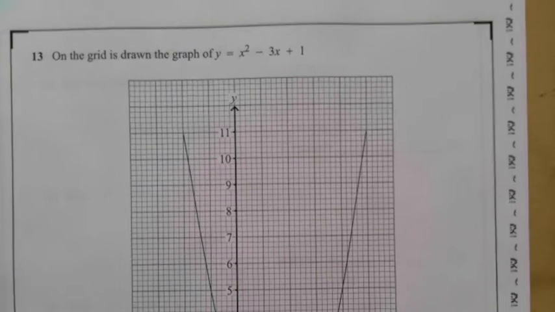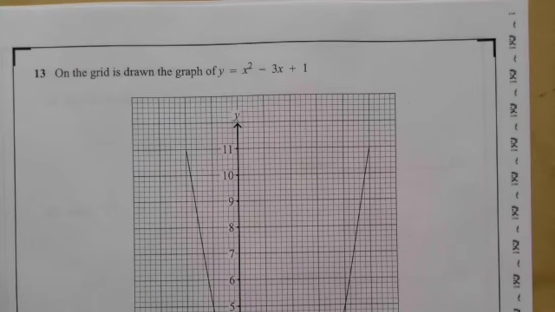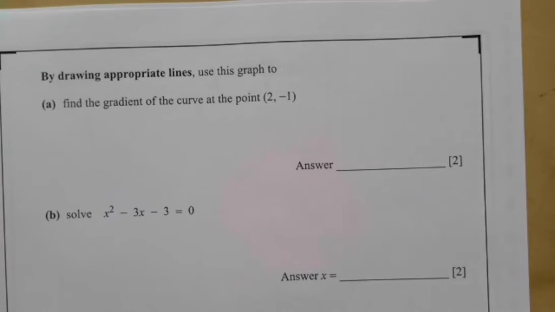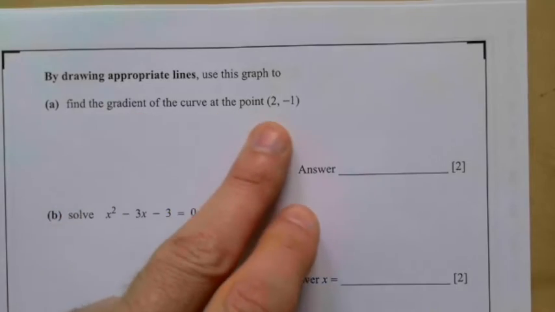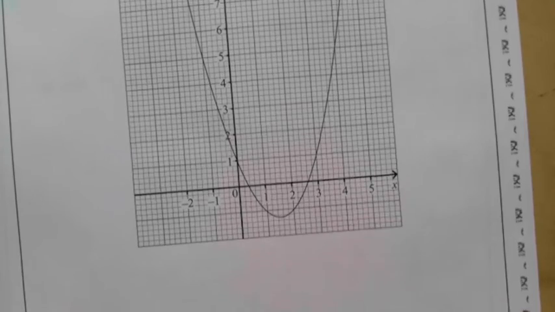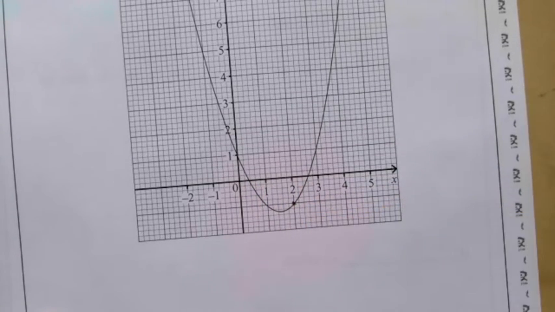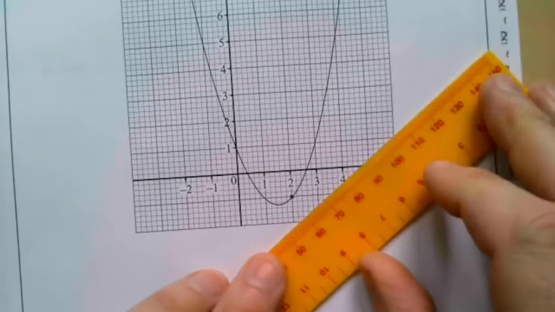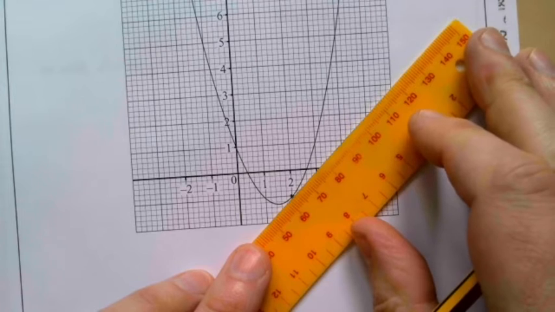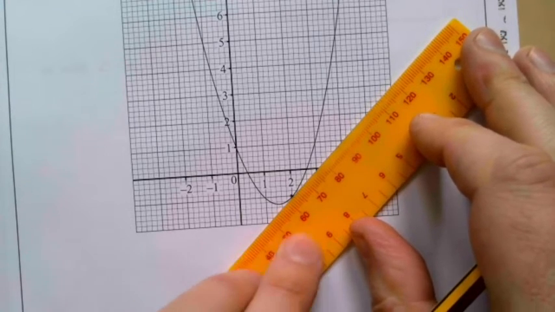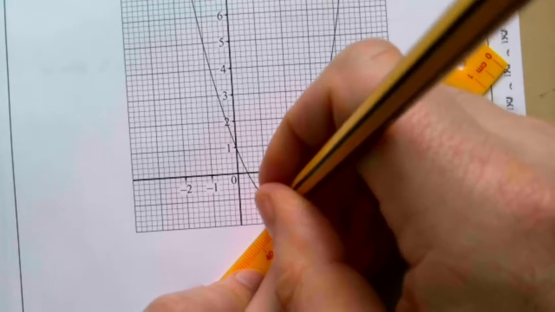On the grid is drawn the graph of y equals x squared minus 3x plus 1. By drawing appropriate lines, use this graph to find the gradient of the curve at the point 2, minus 1. So the point 2, minus 1, across 2 down 1 here, we just need to try and find the gradient. So we're just going to stick in a line here and see if we can get some sort of gradient. It's just trying to work out your best gradient here. I think they're kind of giving you a bit of a clue as to what it should look like.